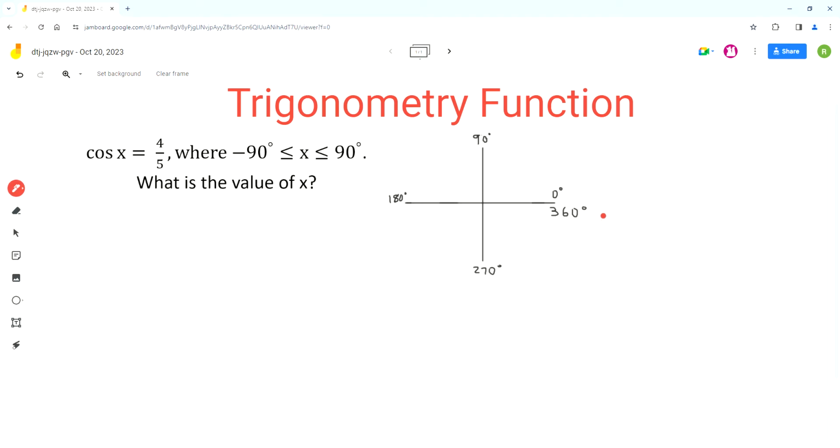So this will be 0 degrees, then negative 90 degrees, then negative 180 degrees, then negative 270 degrees, and we complete the circle at negative 360 degrees.